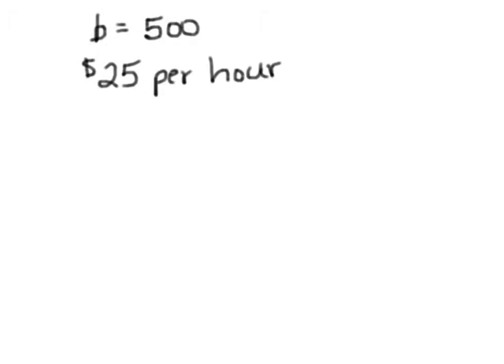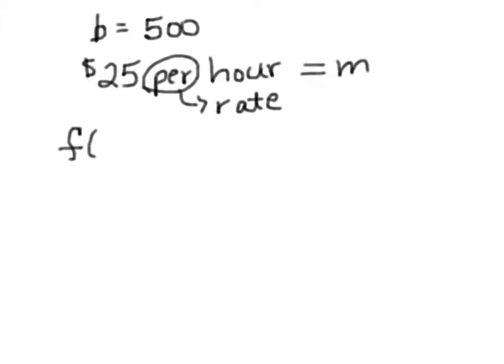Second thing, the $25 per hour. There's a key word here, per. Per shows that we have a rate. Slope is a rate. Therefore, this is our slope. We've already been given our slope, and we've been given our b, so we don't really have to find anything. So this is our function.